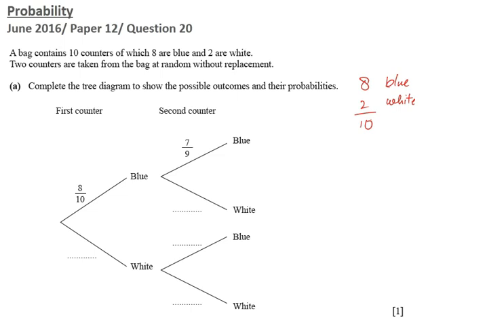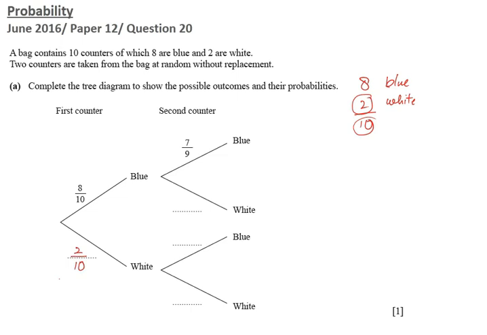So here in the A part they are saying complete the tree diagram to show the possible outcomes and their probabilities. So the probability of blue is 8 upon 10. So what will be the probability of white, as we are having 2 white balls and the total is 10. The probability of white is 2 upon 10.